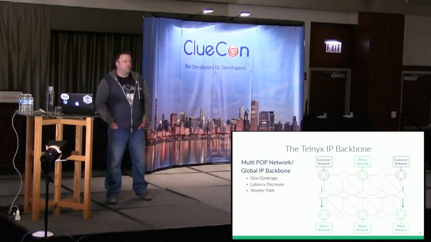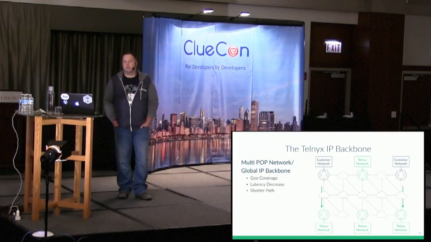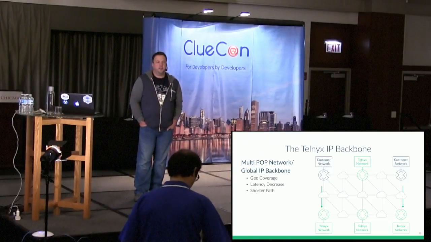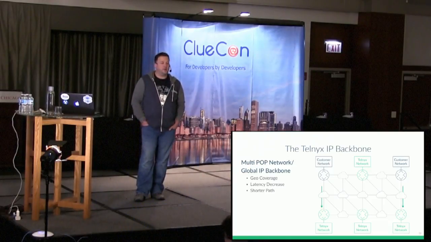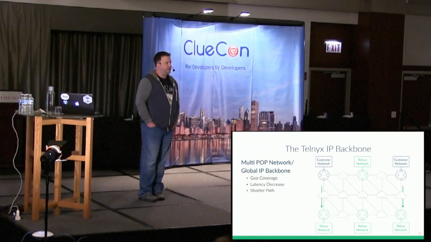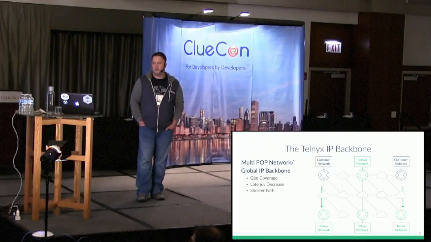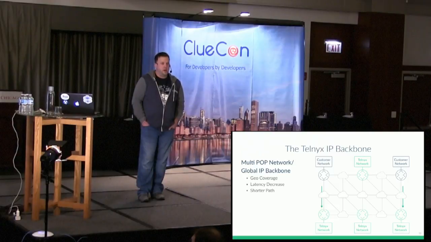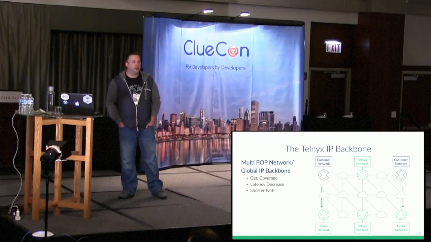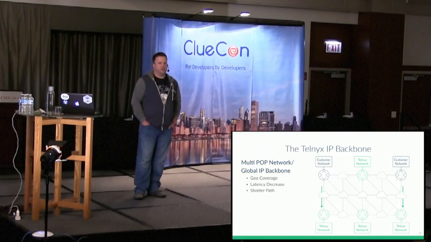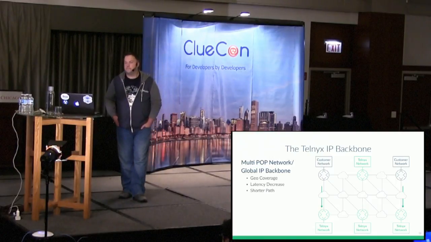So what you arrive at with this multi-POP global IP backbone model is that the customer's network now is as close as possible to the Telnyx network if they're using IP transit or ISP space to actually reach us. As you'll see in a little bit, there are some other options available to shorten that path even further, but the whole point here is to reduce the amount of time it takes for someone to connect to us.